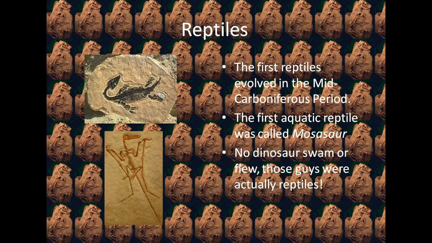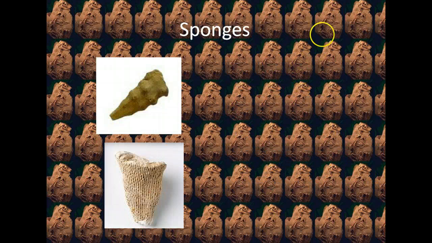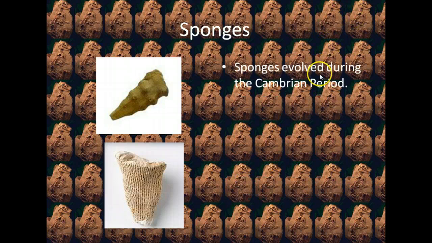And now you may see in the second picture that, hey, that's not a reptile, that's a dinosaur. Actually, that isn't a dinosaur, it is a reptile, because no dinosaurs swam or flew. Those guys that you might talk about, they are actually reptiles. Dinosaurs only ran and walked. They did not fly or swim. Now, the last group we're going to be talking about is sponges.